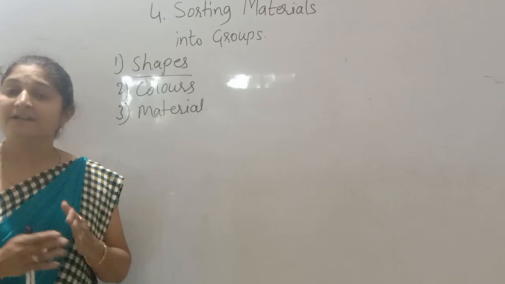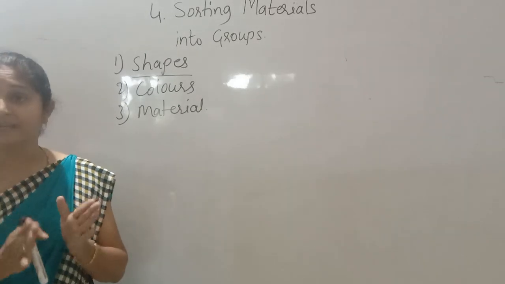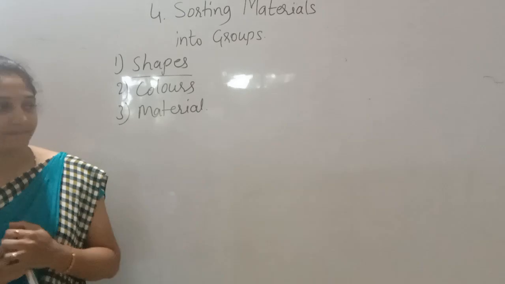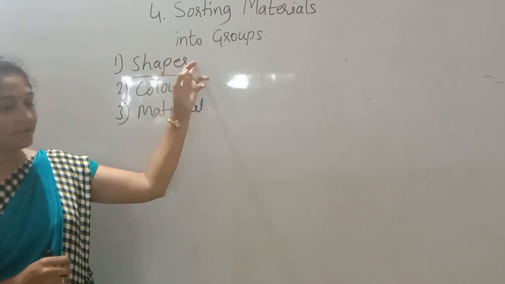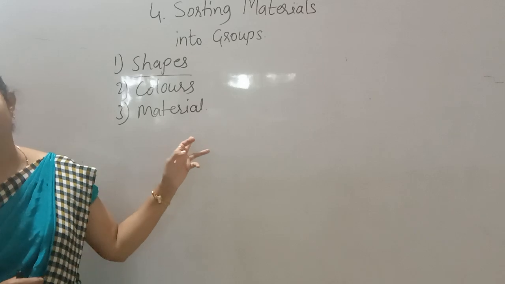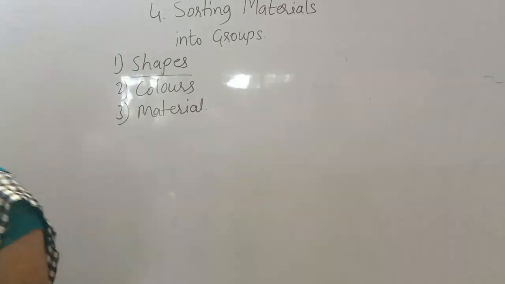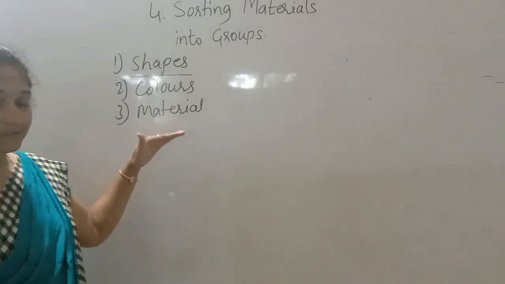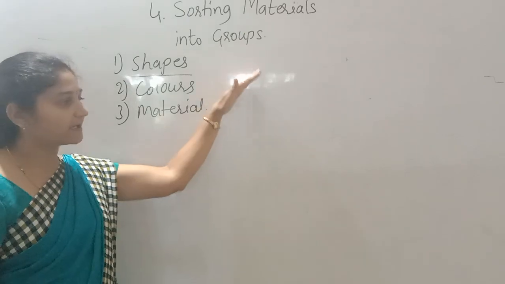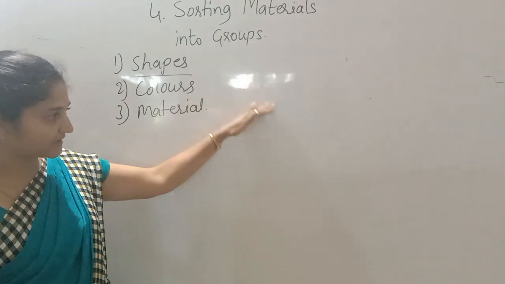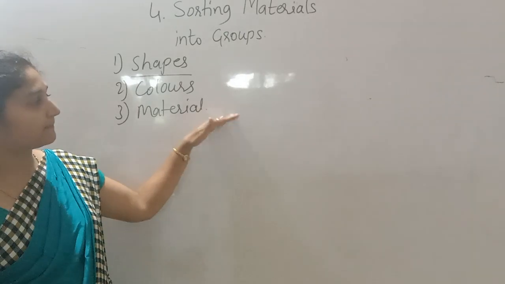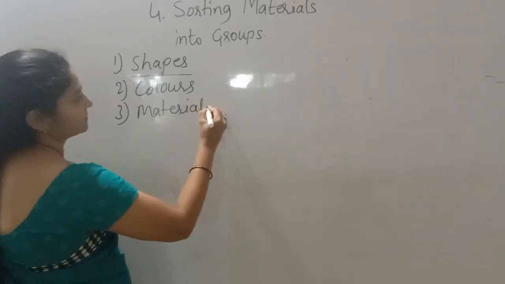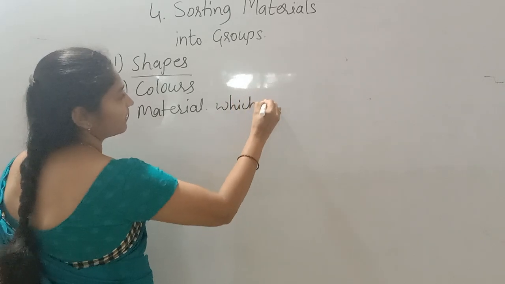Okay, so here we are going to make groups of those objects on the basis of shape, colors, and the material which is used to make those objects. That is what we are going to say here: the material which they are made up of. Either those objects are made up of plastic, make a group of plastic material.